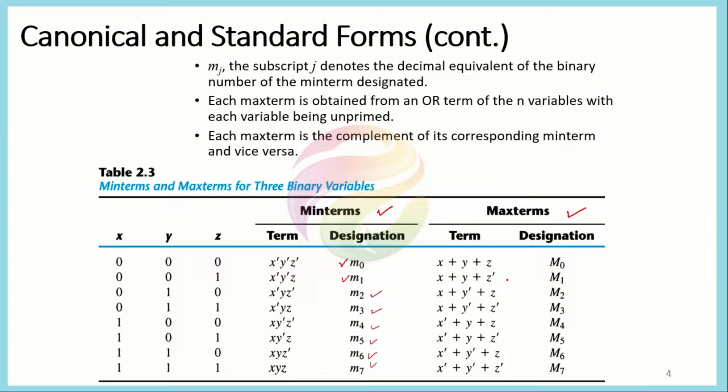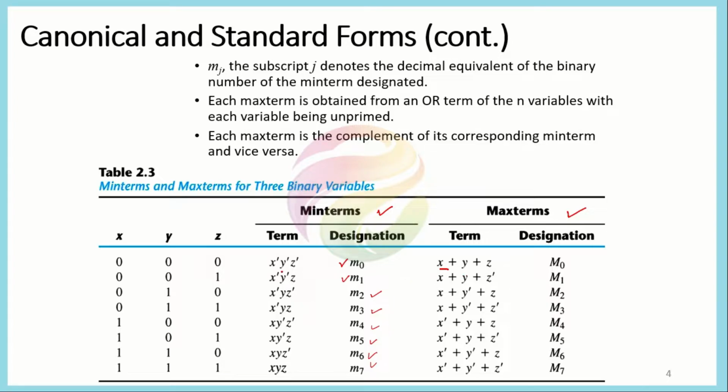And if you see, the max term is actually the complement of its corresponding min term. You can say that the max term is represented in a form like x plus y plus z, in which x is represented in a complement form. In the min term, we represented x as x complement, but when we represent it in max term form, we will be representing it as x. So in max terms, the 0 is represented as x, and 1 is represented as x complement. So in this way, it is represented.